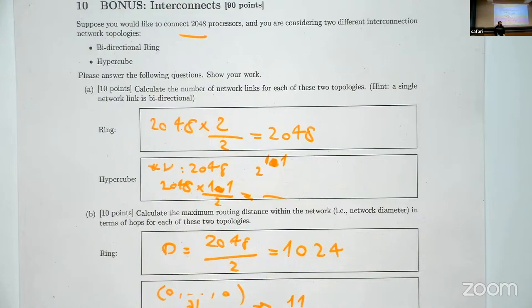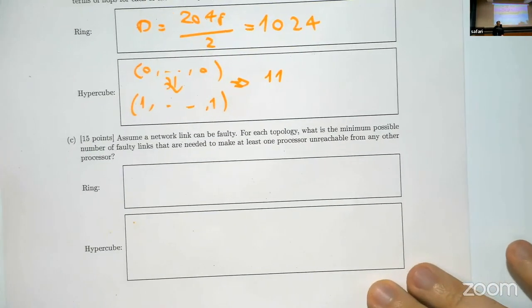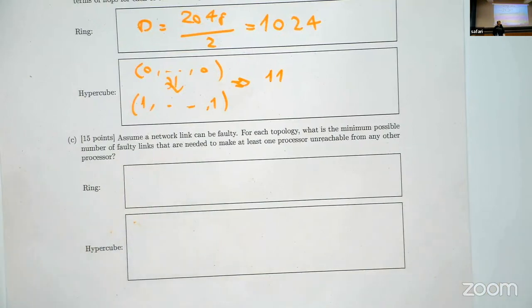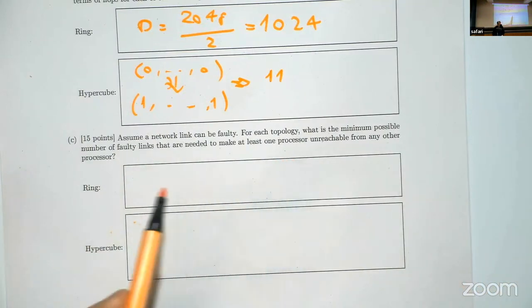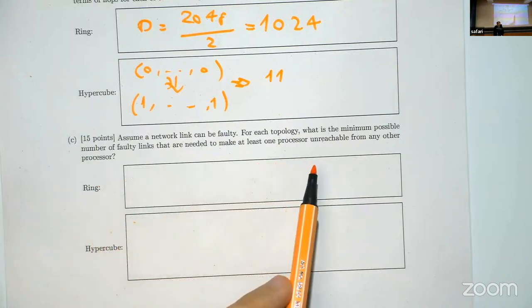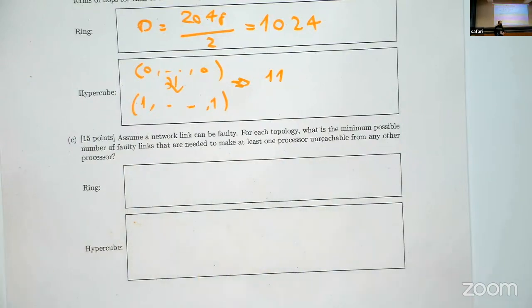Okay. So part C is asking, assume a network link can be faulty. For each topology, what is the minimum possible number of faulty links that are needed to make at least one processor unreachable from any other processor? Basically, how many links do we need to cut such that the network is not connected anymore?